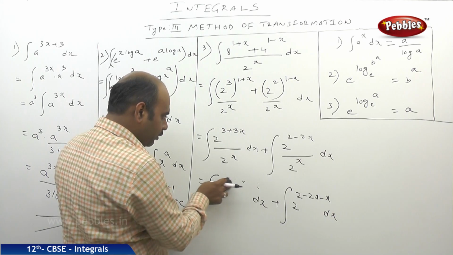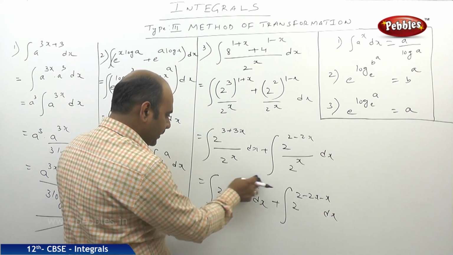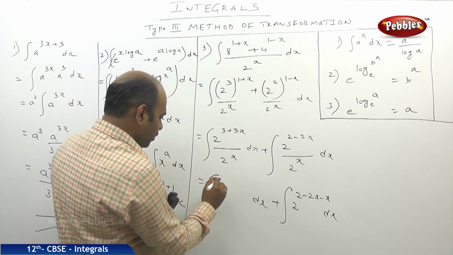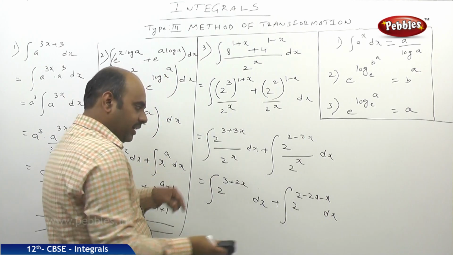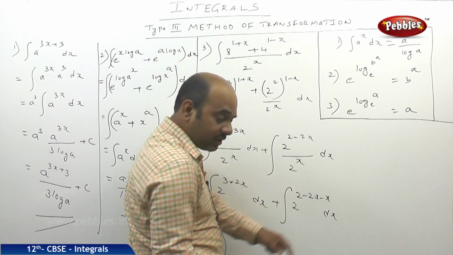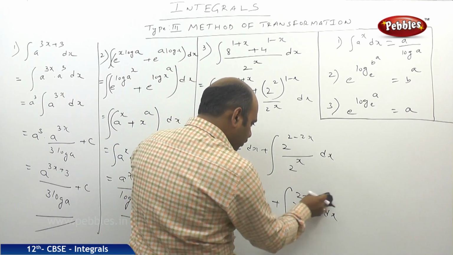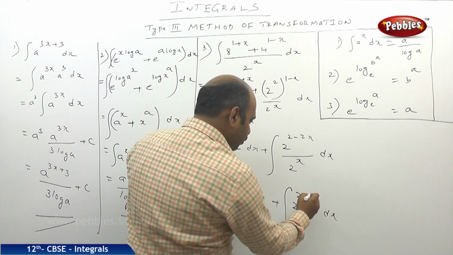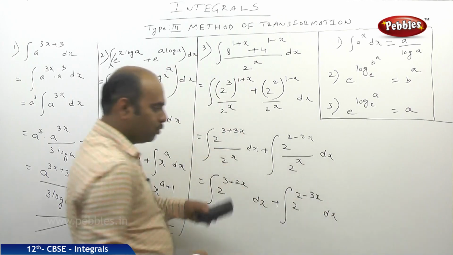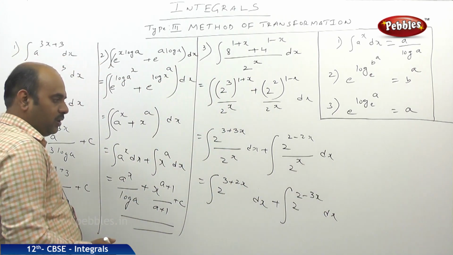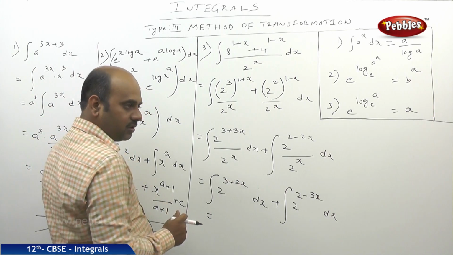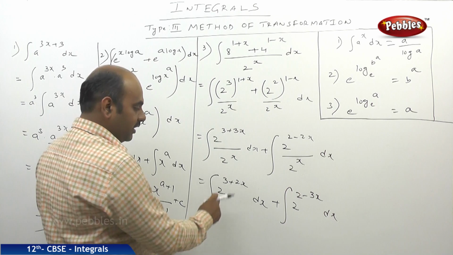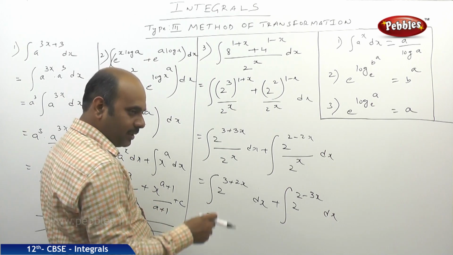So directly I will be writing. I think by this time you might be getting habituated with the calculations. So 2 power 3 plus 2x, and here also minus 2x minus x means minus 3x. So what I'll be writing directly now, 2 power 2 minus 3x. Now if you could observe carefully, it is looking like a power x. Integral of a power x means a power x by log a.